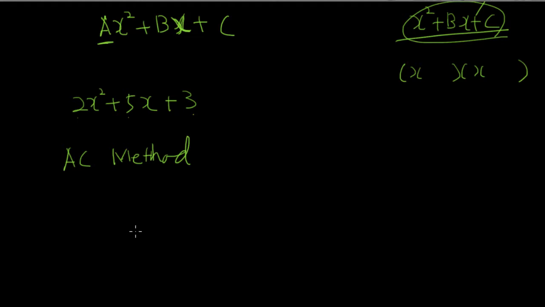The AC method. It's pretty simple in a way. Well, I shouldn't say simple, but I guess it's very effective. So we figure out A times C, which is what? In our case, 2 times 3, which is 6. And we identify B, which is the middle number, which in our case is 5.